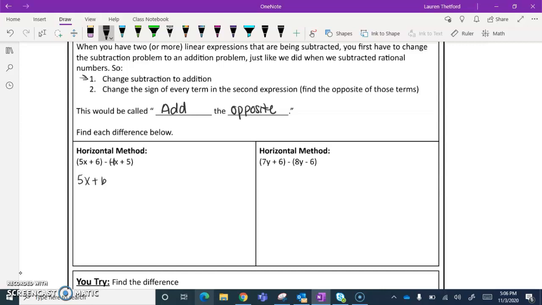Now we go to step 1, which is change the subtraction to addition. So this is now going to be addition. That's a plus, sorry. We change all the terms in the second expression to their opposites. So the opposite of negative x is a positive x, and the opposite of positive 5 is a negative 5. Now we're going to do exactly what we did in part 1, which is combine like terms, so that way we can simplify the expression.